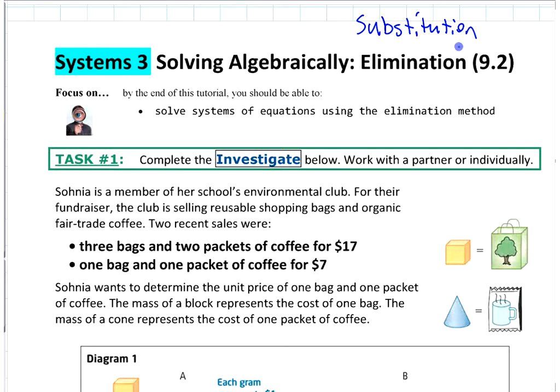Both of them are eliminating a variable, so I know that maybe calling this one elimination is misleading. Sometimes if you were to try and look for this method on the internet, you'd probably have more success calling it the multiplication addition method. Okay, solving algebraically by multiplication addition. If you look online for some help, that's probably a better thing to put in there.